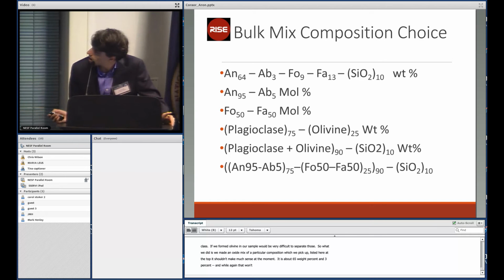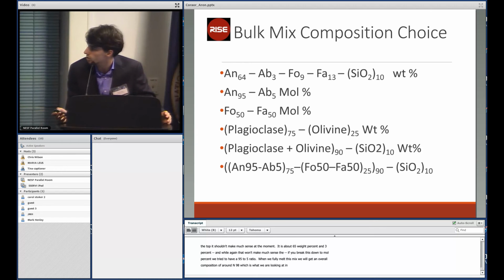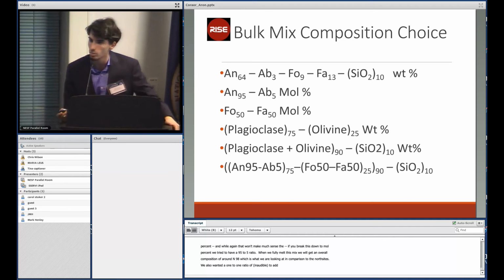if you break this down to mole percent, what we tried to do is have a 95:5 anorthite to albite mole ratio, so that when we fully melt this mix and synthesize plagioclase from it, we'll get an overall plagioclase composition of around An98, which is what we're looking at in comparison to the anorthosites. We also wanted a one-to-one ratio of forsterite to fayalite to add a magnesium and iron component.